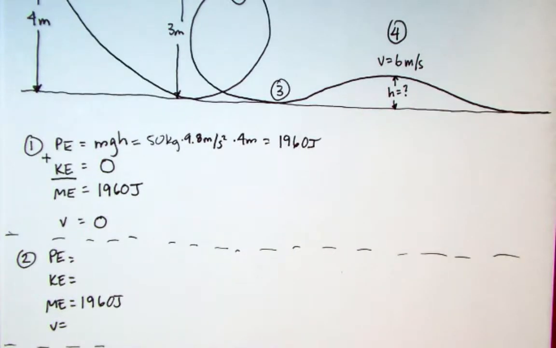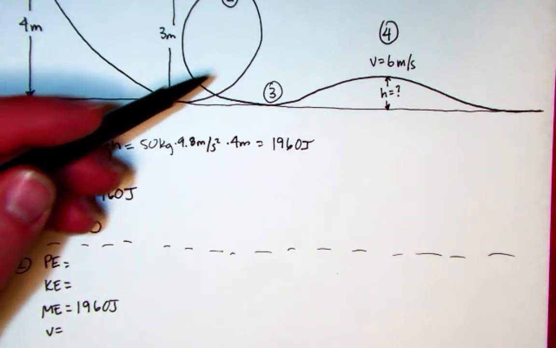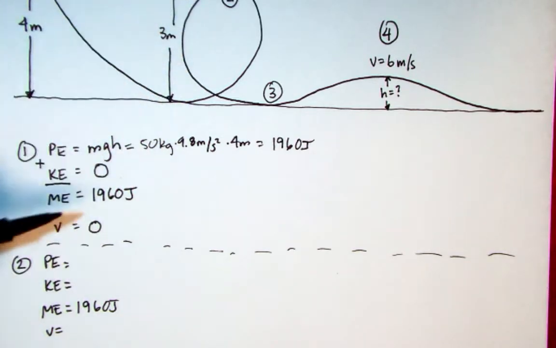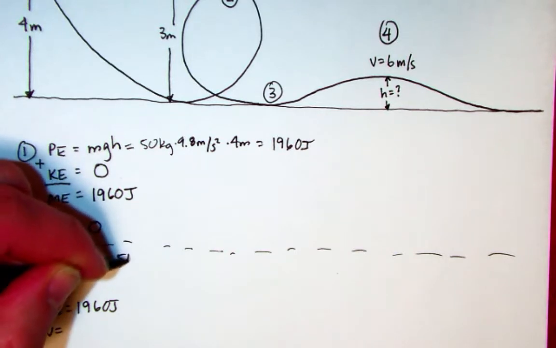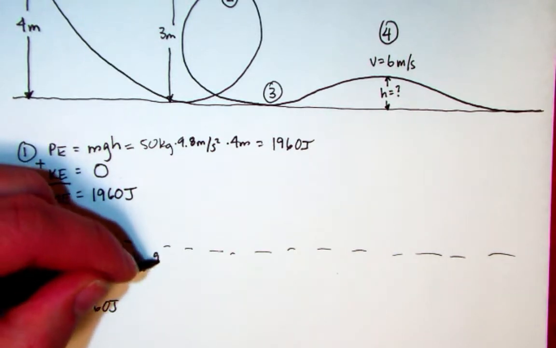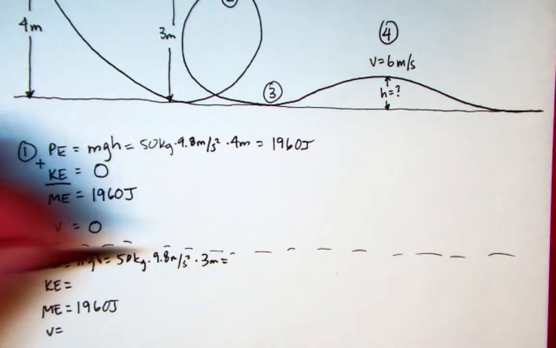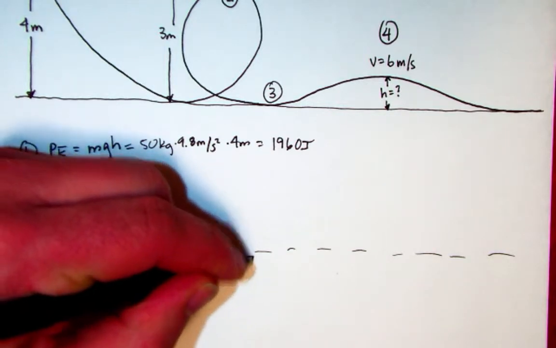All right, so let's go to position 2. Position 2, now, we're not as high as we were. The ball came down the hill and it came up to the top here. But at the top of that loop, it's only 3 meters high. So we're going to have a different potential energy this time. So let's figure out what that is. mgh, and that's going to be 50 kilograms times 9.8 meters per second squared times 3 meters. And in this case, it's not going to be 1960. It's going to be 1,470 joules.